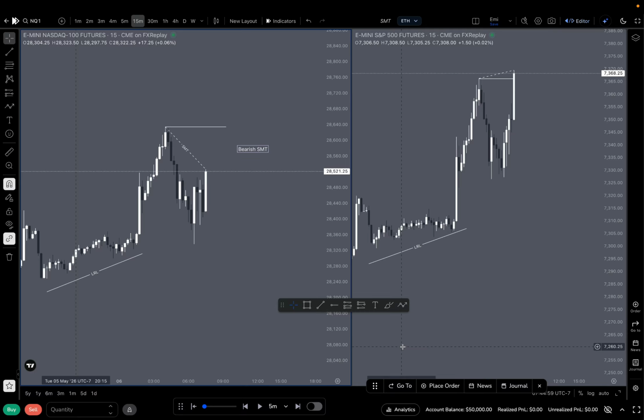One thing to know is that you will spot SMTs all over the place, but it's important that you know that not all SMTs are important if they don't align with some higher time frame idea or level of interest.